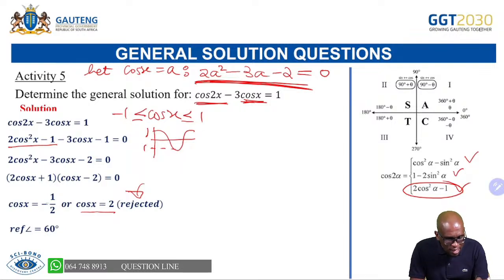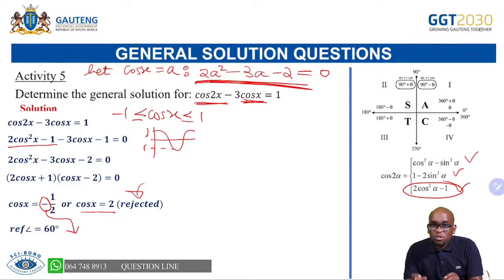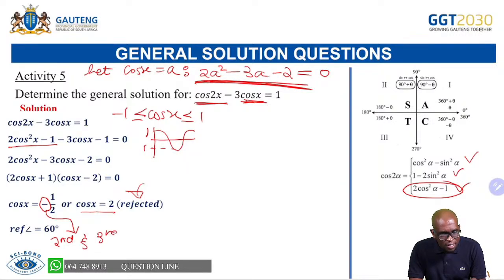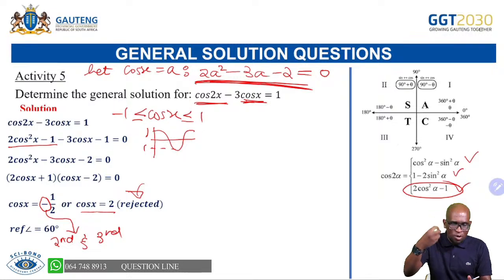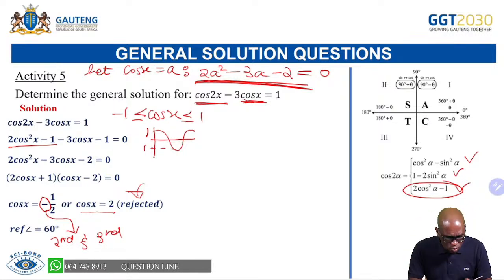We find the reference angle by ignoring the negative sign, because this negative sign is going to tell us about the quadrants. It is telling us that cosine is negative. So where is cos negative in our CAST diagram? It is negative in the second quadrant and also in the third quadrant. So we're going to locate our general solution in the second quadrant as well as in the third quadrant.